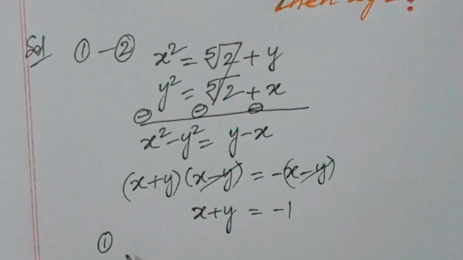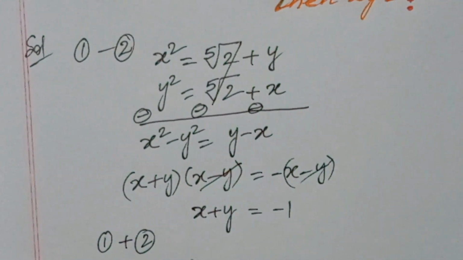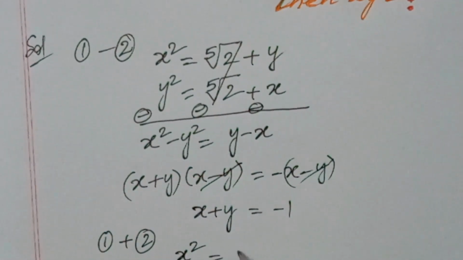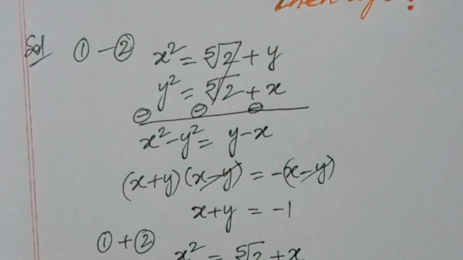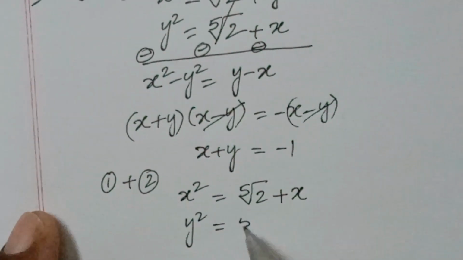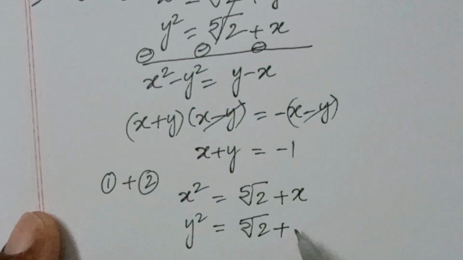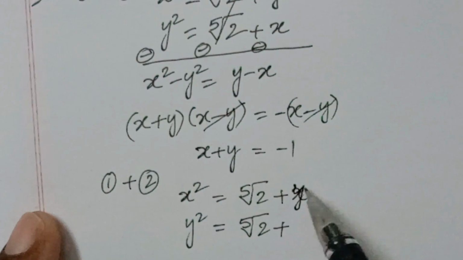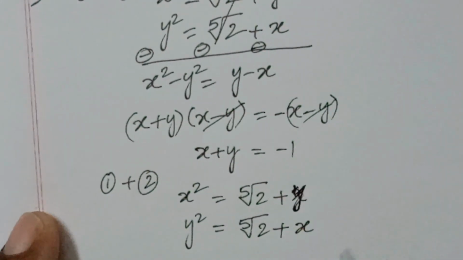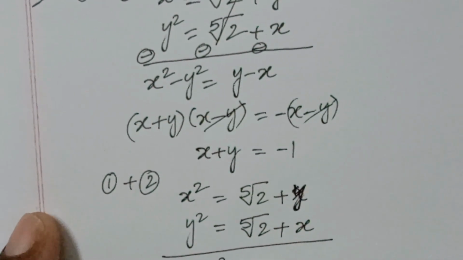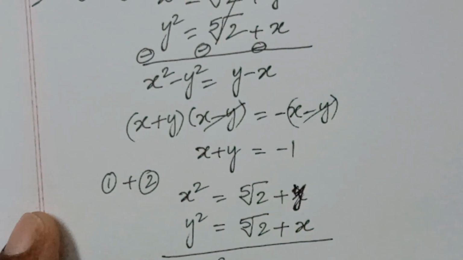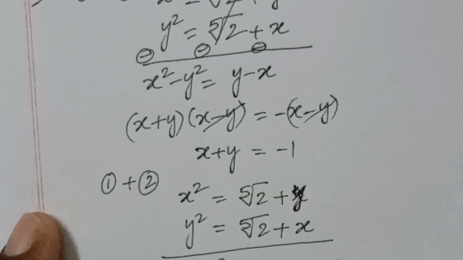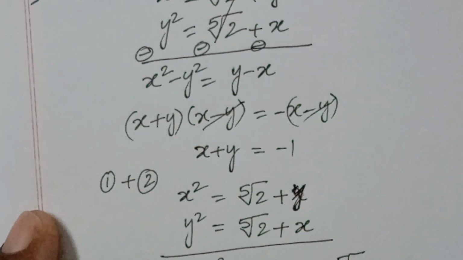So now what you are doing, adding 1 and 2. So adding 1 and 2, x square is equal to fifth root of 2 plus y, y square is equal to fifth root of 2 plus x. So adding, x square plus y square is equal to x plus y plus 2 fifth root of 2. Number you are writing at last.